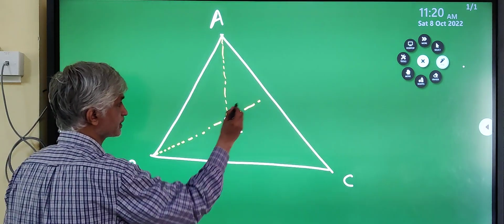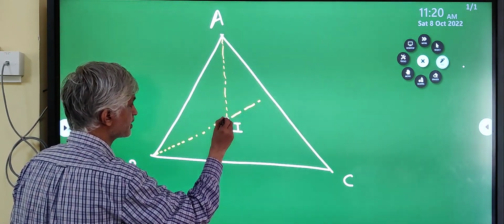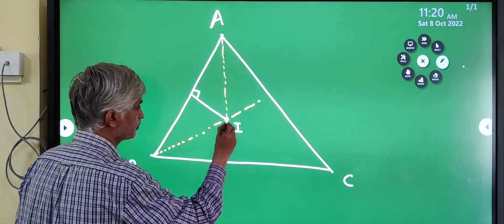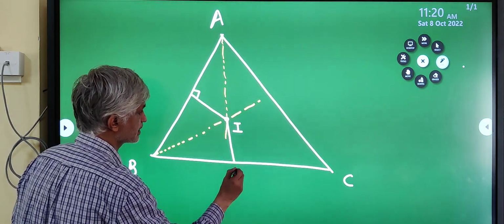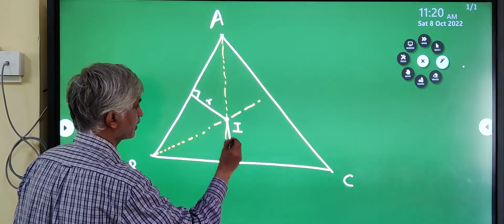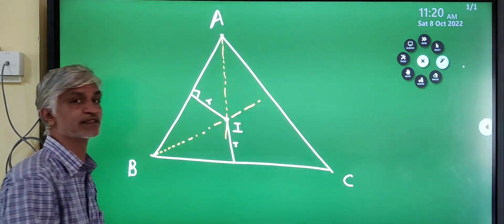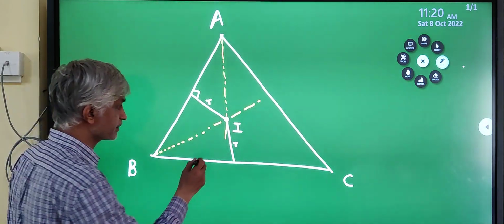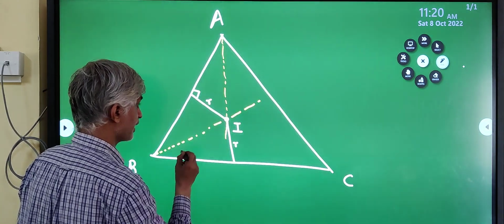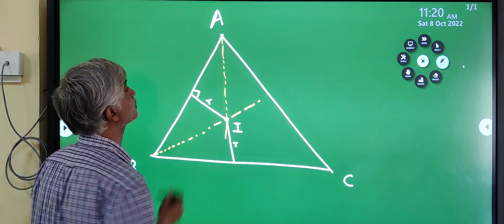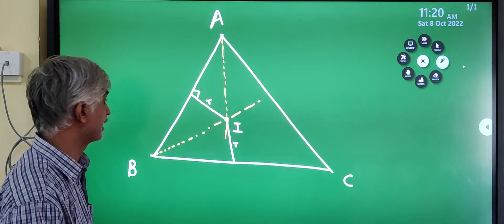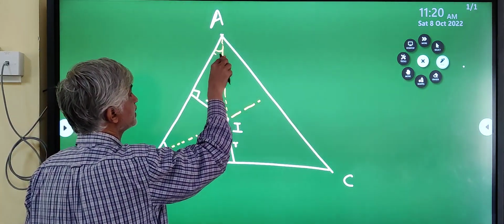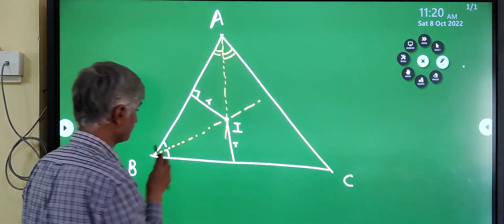So this point, because it is on the angle bisector of B, from what we just learned, the perpendicular distance from this line and the perpendicular distance from this line is the same. So let's just call it r in anticipation of the fact that this shall be the inradius. Now you can see that this point I also lies on the angle bisector of A, so let's just mark it to make sure these are the angle bisectors of A and B respectively.